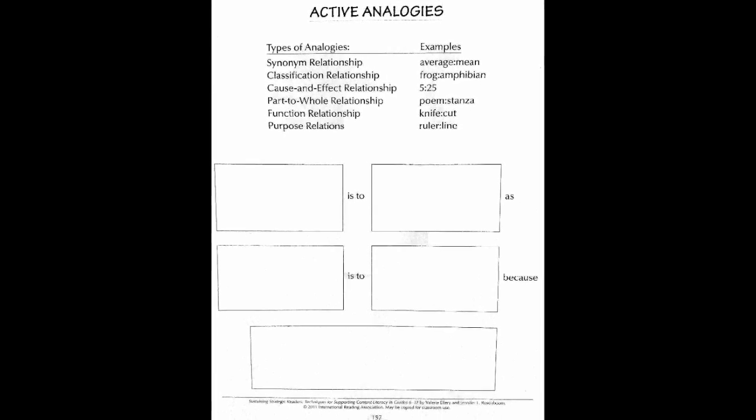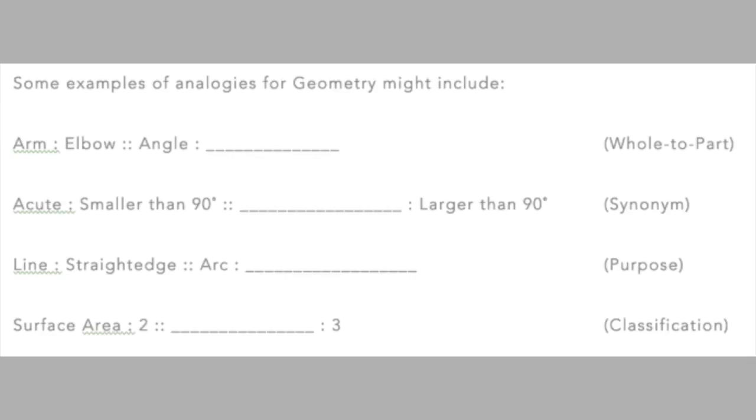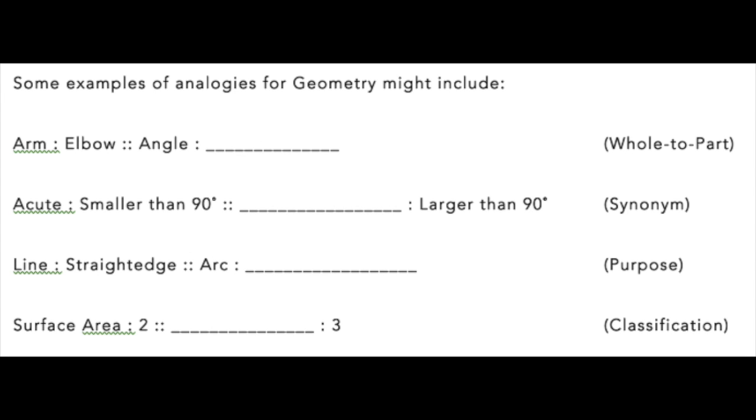Some examples of analogies for geometry might include: arm is to elbow as angle is to blank. The answer would be vertex, and this is a whole to part type of analogy. Acute is to smaller than 90 degrees, as blank is to larger than 90 degrees. The answer would be obtuse, and that would be an example of a synonym relationship, basically just a definition.